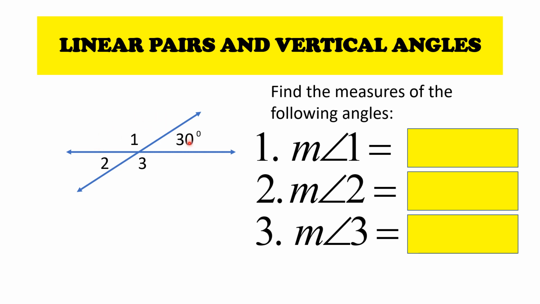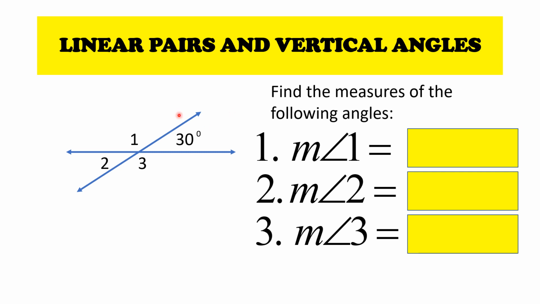The two angles are supplementary. Therefore, this is 180. 180 minus 30. This one is 150. And vertical angles are congruent. So angle 1 is 150. Angle 3 is 150. And angle 2 is 30 because vertical angles are congruent.